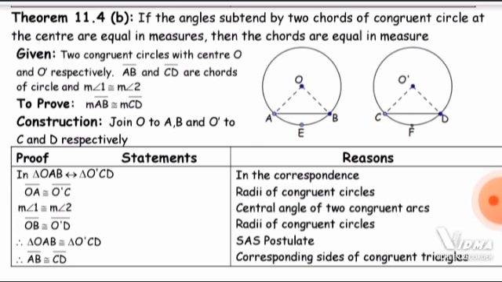And if the two triangles are congruent, we come to the conclusion that side AB is congruent to side CD. The reason is corresponding sides of congruent triangles. So now their respective chords are congruent. This is all about theorem 11.4. Thank you.